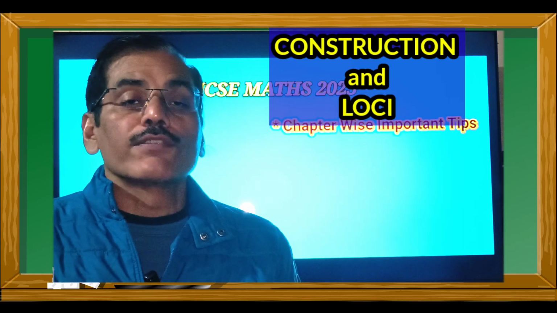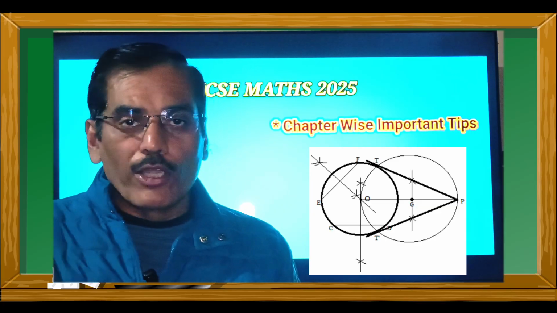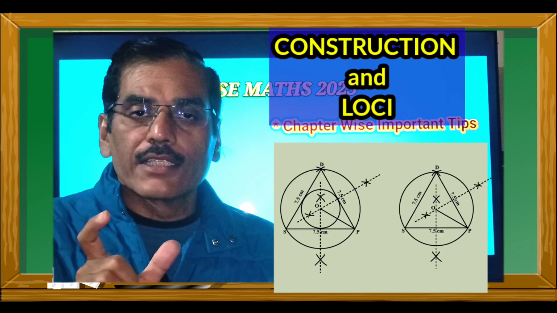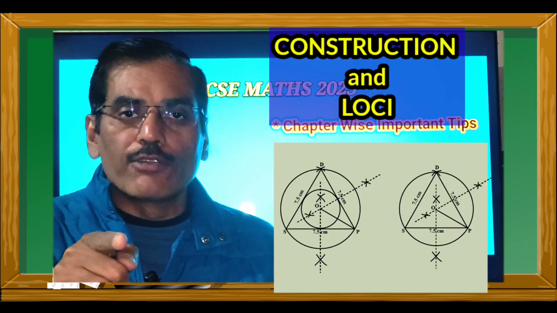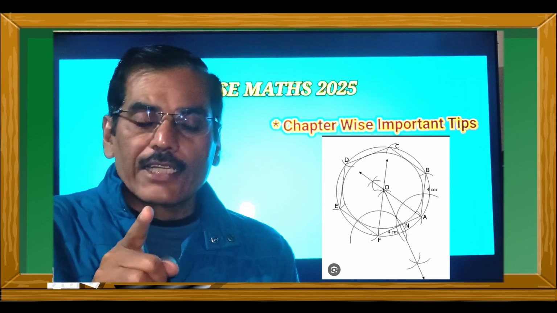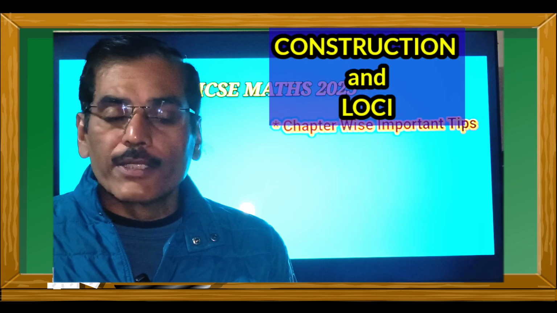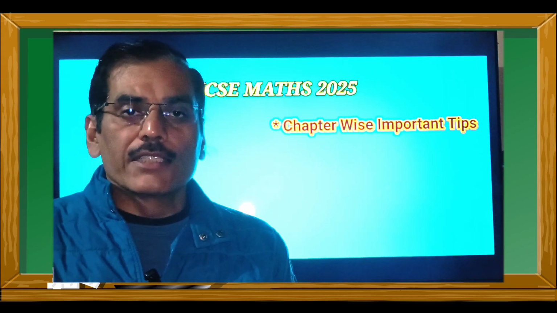Then comes the construction of circle. Obviously you have to know first how to draw tangent from a point outside the circle. In circle and circumcircle. In circle, circle inside, triangle or hexagon, regular hexagon. Circumcircle, circle outside the triangle or outside the regular hexagon. So you must know properly these constructions. Out of these only any one will be asked.